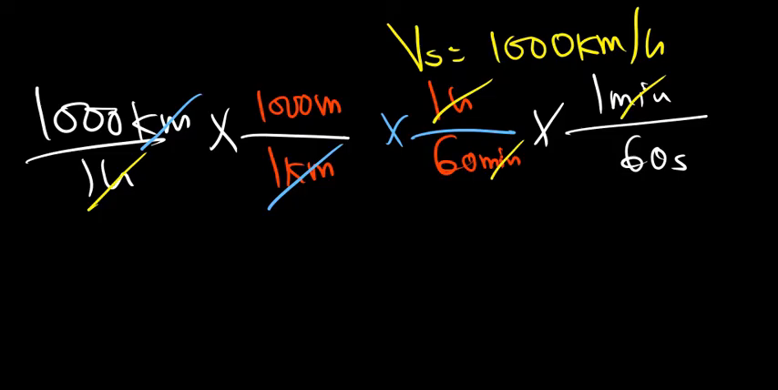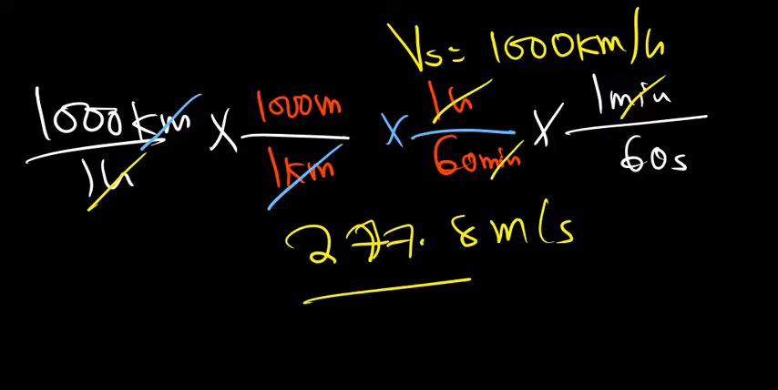You say 1000 times 1000 divided by 60 times 60, which is 3600. Meaning that this in meters per second is 277.8 meters per second. So if you've been given the speed in kilometers per hour, you have to convert that from kilometers per hour to meters per second.